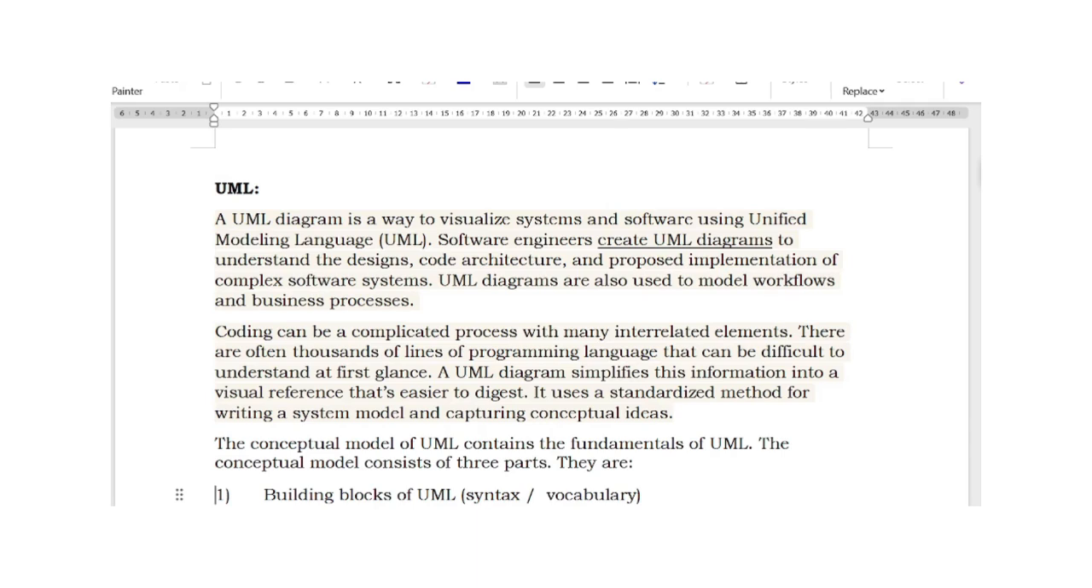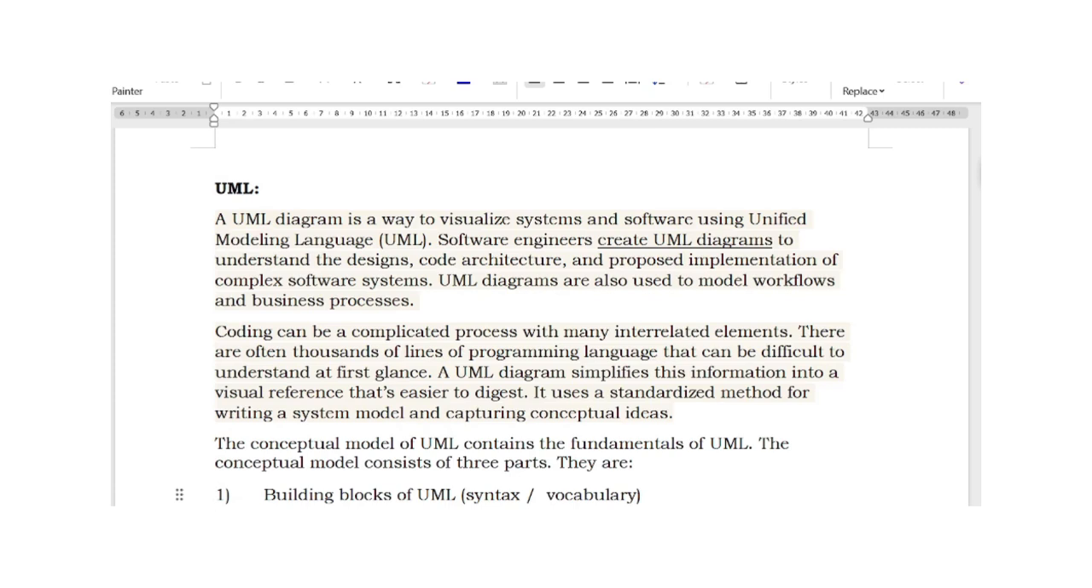Now I am going to discuss UML in software engineering. So what is UML? What are the types of UML we are going to discuss in this video? UML stands for Unified Modeling Language. It is mainly used for visual representation of any system architecture.